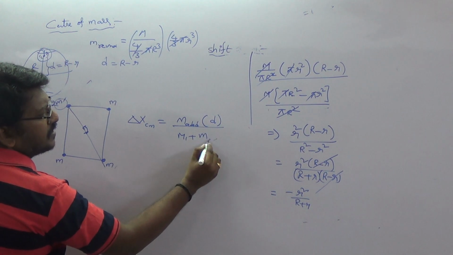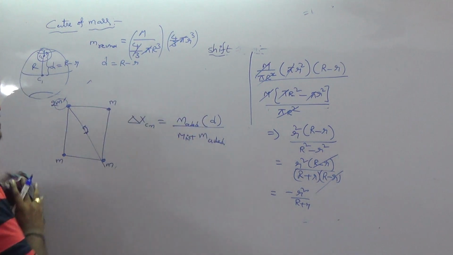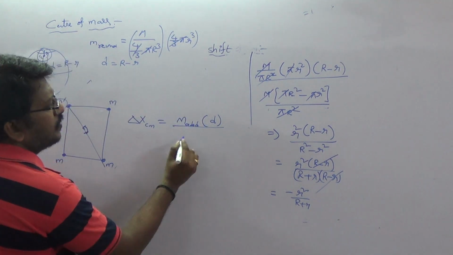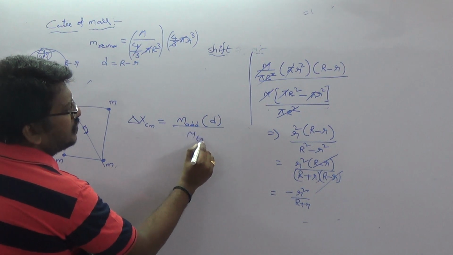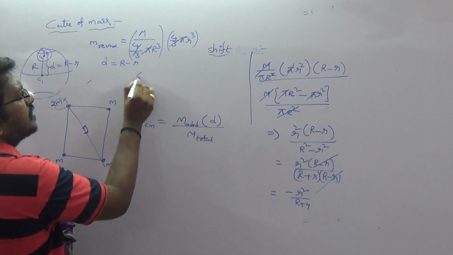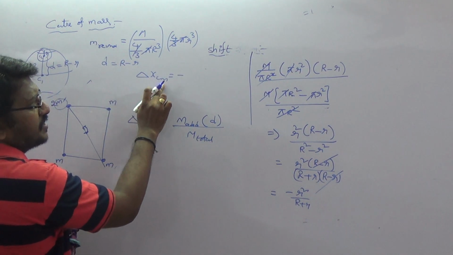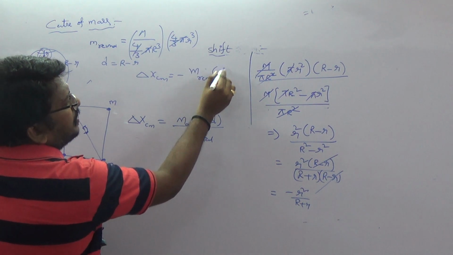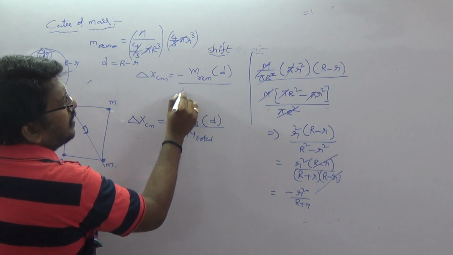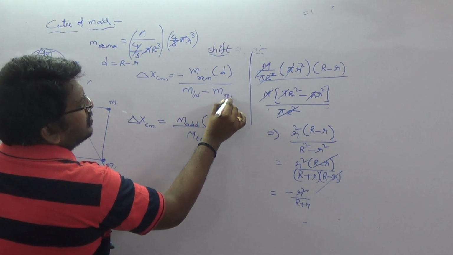That means the added mass plus the initial mass, which means the total mass. We can take it as M total. In the case of removed mass, delta XCM gets a minus sign because of the opposite direction. Delta XCM is the mass removed into D, divided by the initial mass minus the removed mass.